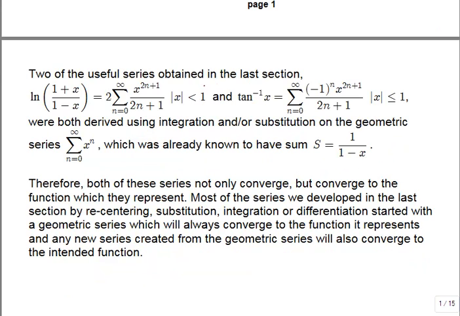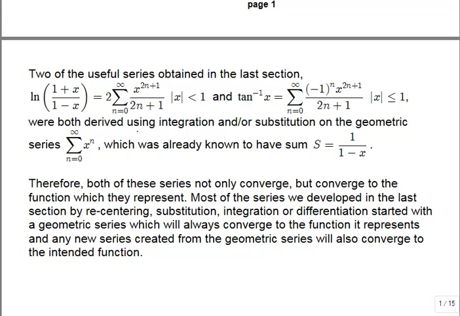Two of the useful series obtained in the last video lecture are the power series for the ln of (1 plus x) over (1 minus x), which we derived to be 2 times the sum from 0 to infinity of x to the 2n plus 1 over 2n plus 1, and it converges for the absolute value of x less than 1, and the power series for the inverse tangent of x, which is the sum from 0 to infinity of negative 1 to the n, x to the 2n plus 1 over 2n plus 1, which converges for the absolute value of x less than or equal to 1.